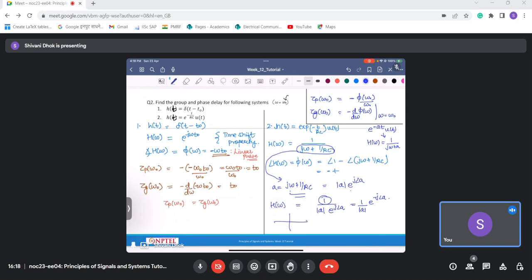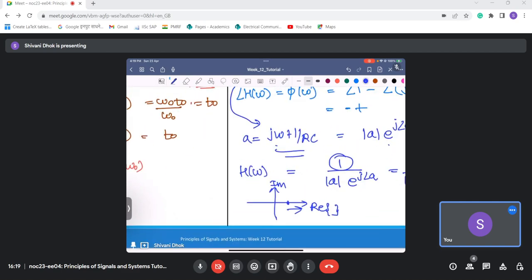Now if I draw it on a complex plane, this is my real axis and this is my imaginary axis, then this 1 lies here. With respect to this axis, this 1 makes an angle 0. Similarly, if I have a minus 1 here, it will make an angle of 180 degrees. If I have j, it will make an angle of 90 degrees. If I have minus j, it will make an angle of 270 or minus 90 degrees.